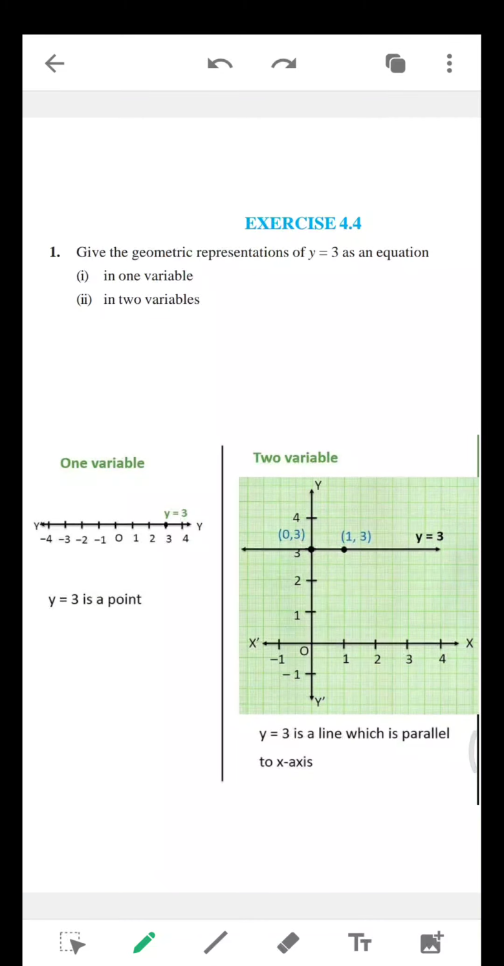In two variables, like we did just now, y is equal to 3 will be parallel to x axis. So in one variable, just a single line, and for y is equal to 3, I'll put a point, that's all. And in two variables I'll draw both the axes and follow that process. So y is equal to 3 will be parallel to x axis.